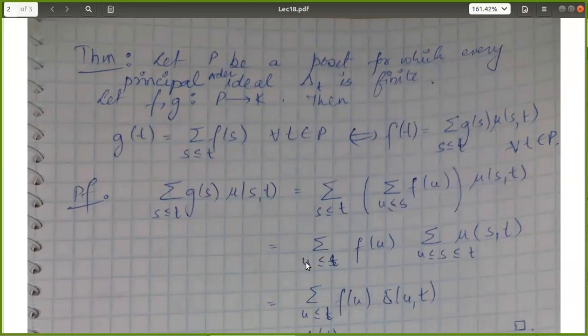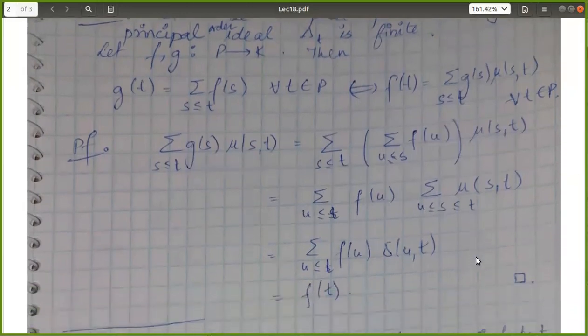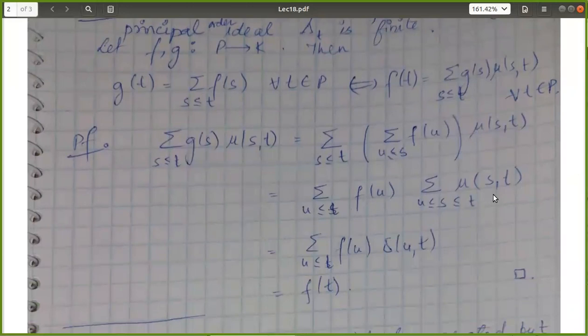So you have summation u less than equal to t of f(u) times summation mu(s,t) with u less than equal to s less than equal to t. Correct? But what is this really? Mu of (s,t) with u less than equal to s less than equal to t. It's just the delta of (u,t).